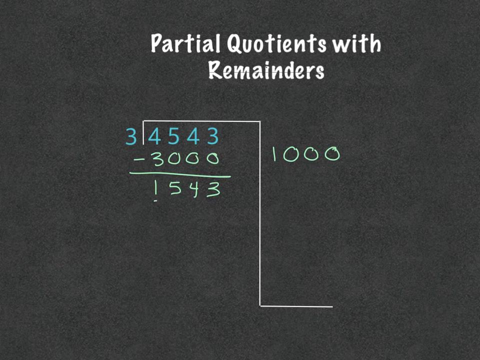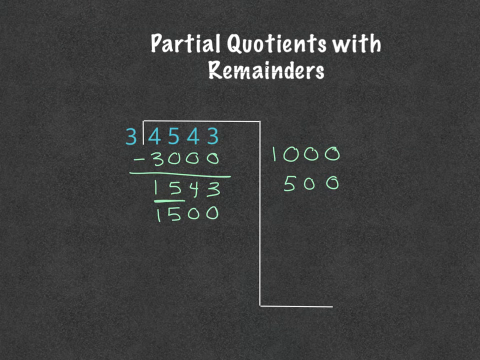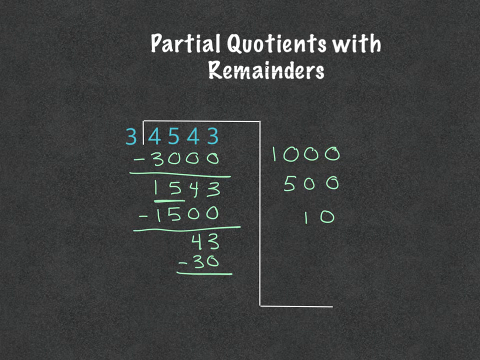So I'm down to 1,543. If I look at these front two numbers here, I know that 3 times 500 is going to be 1,500, because 5 times 3 is 15, and there are 2 zeros there. Then I get 43. So let's see, 3 times 10 would be 30. Subtract, and I get 13. So 3 goes into 13 4 times. 4 times 3 is 12. I'm going to subtract and get 1. 3 can't go into 1, so that's going to be our remainder.